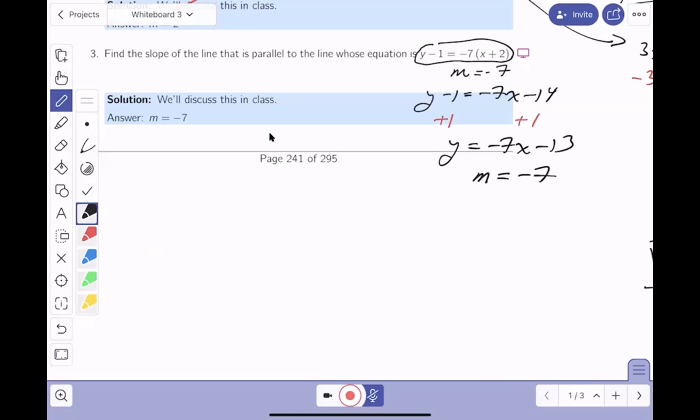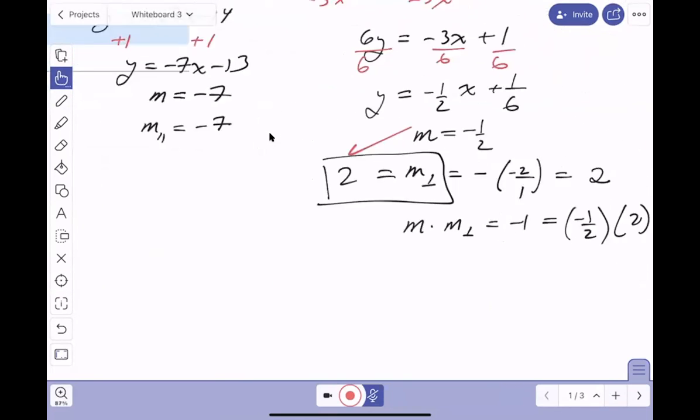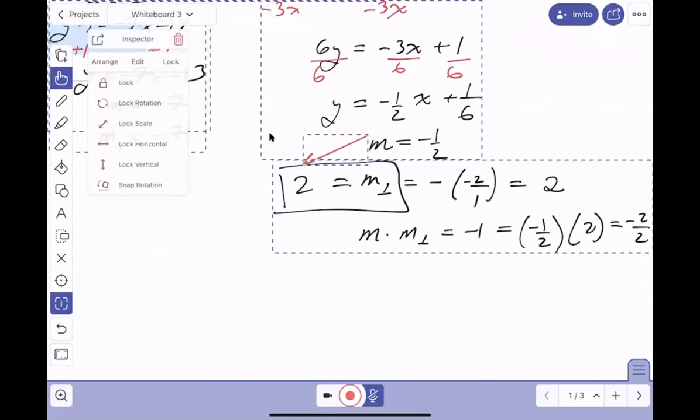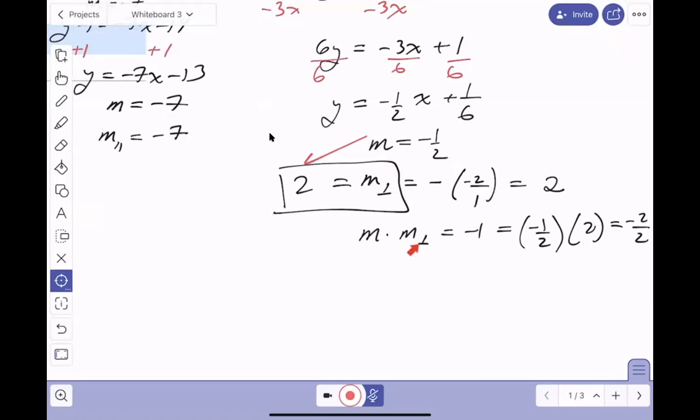Now, what's their question though? Find the slope of a parallel line. Well, if these lines are parallel, they have to have equal slope. So the parallel line would have to be minus 7. That symbol over there means parallel. Let me point out what I mean with that. When I put this down, it's not the number 11. I'm just saying parallel. Just like when I did this over here, this symbol means perpendicular. It's my symbol for perpendicular. That's my symbol for parallel.